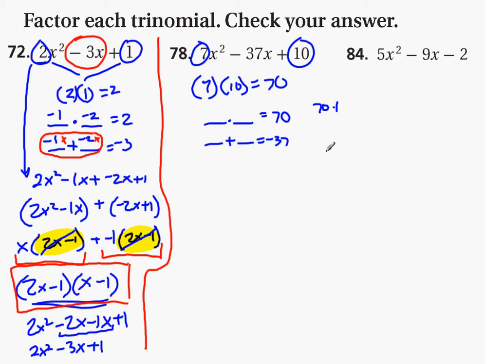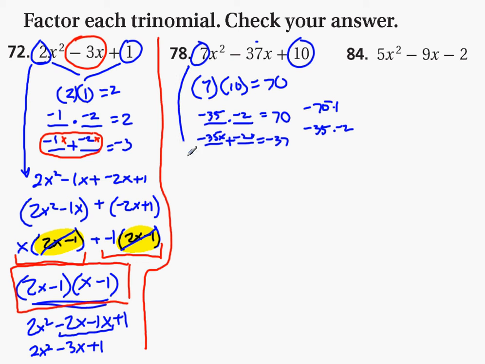Another option would be, now both of these are going to have to be negative. So if I add those together, that gives me a -71. That's not going to work. If, however, I check out -35 times -2, that's equal to a +70. And if I add the two together, that does give me -37. So we are going to take this -37x and turn it into a -35x and a negative 2x.